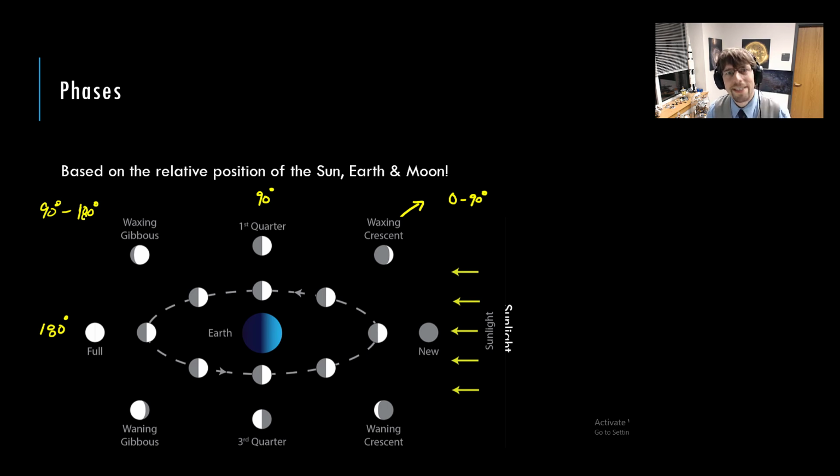And then you can kind of see the pattern. Waning gibbous, again, I'll put it like this, 180 to 90 degrees, for roughly 7 days. Third quarter is a single day. And if you really want to get specific, these are not only a single day, but a specific instant in time. And then, of course, the waning crescent will be 90 to 0 degrees.